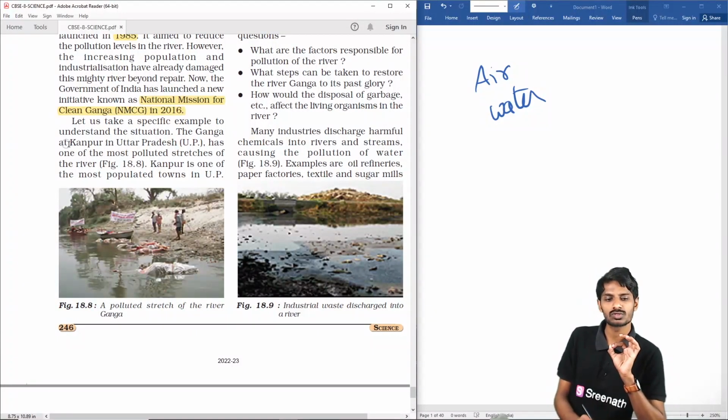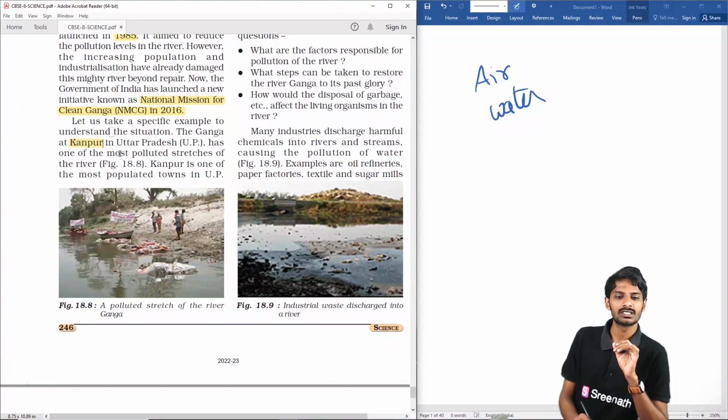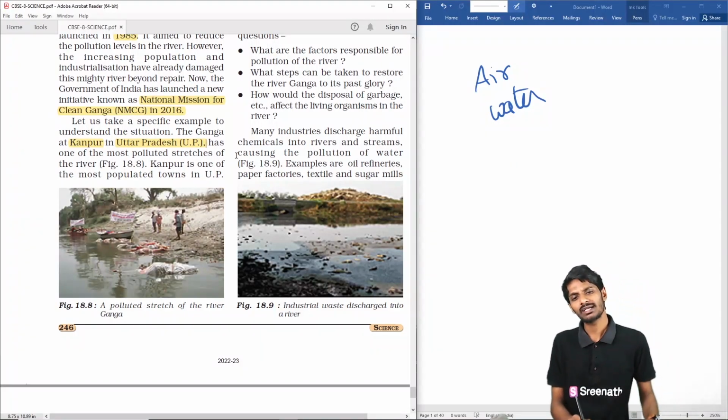There is Kanpur city. It is in Uttar Pradesh. It is near the Ganga. It is a most populated city, students. So what happens there?